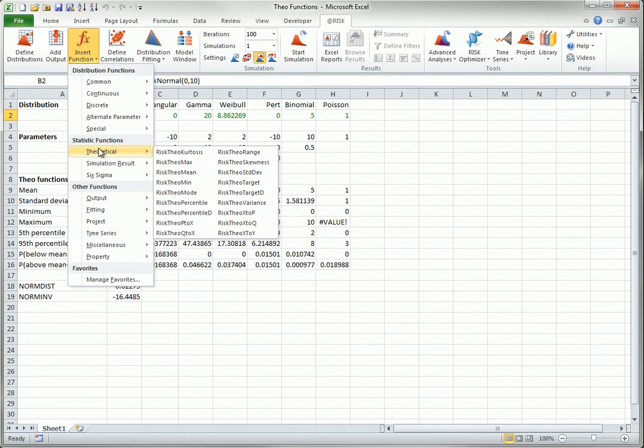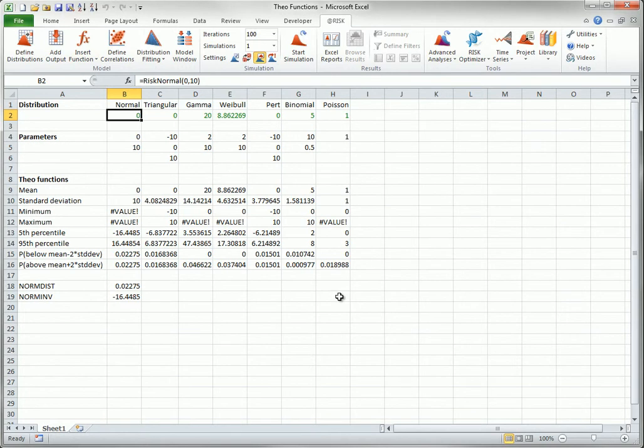Similarly, RiskTheoXtoP and RiskTheoXtoQ are equivalent to RiskTheoTarget. Each finds the probability to the left of a given value. RiskTheoTargetD finds the probability to the right of a given value.